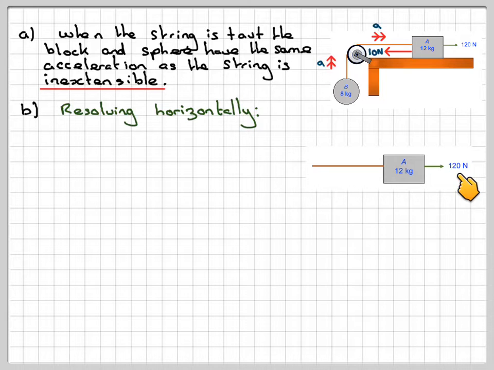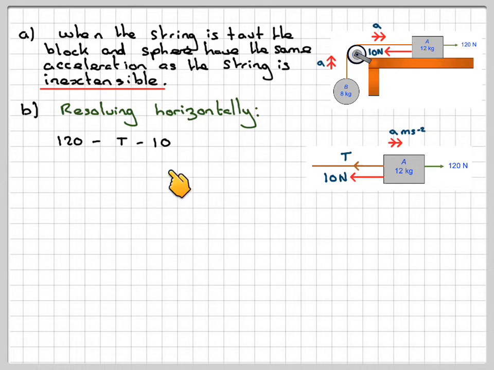We've got a force here, 120 newtons, a 12 kilogram block. We've got a frictional force of 10 newtons acting against the motion. We've also got the tension in the string acting in that direction, and we have acceleration in this direction. So using Newton's second law, we have 120 minus T minus 10, these two can be in any order, is equal to ma, so it's going to be 12 times the acceleration that we're trying to find. We'll call that equation 1.